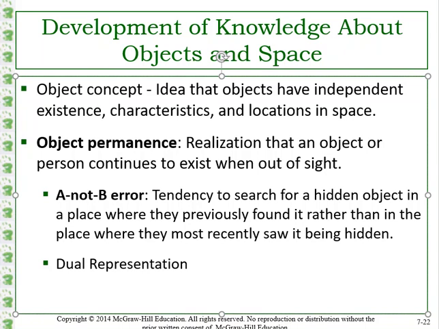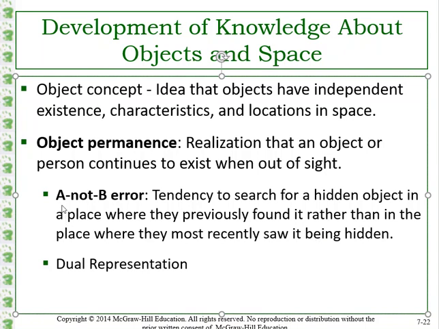And this can be tested. There have been research studies, but this is one research study, and they developed the idea of the A, not B error. Looking at infants, they wanted to see how many errors they would make when it comes to object permanence. Like I said, you have to realize that an object is still there even though it's not within your visual field, right?